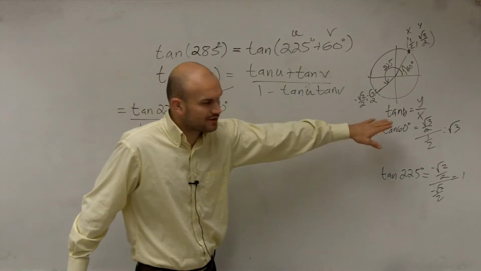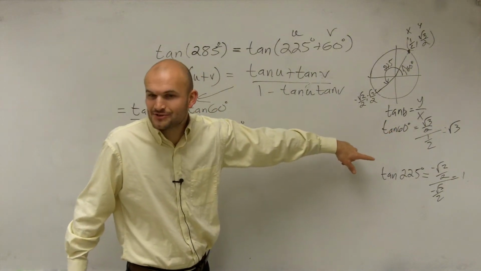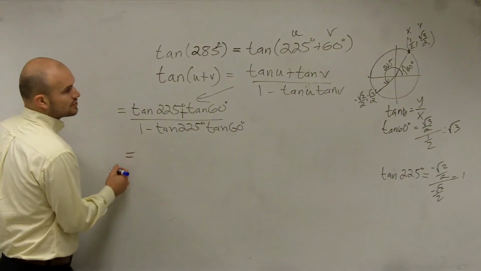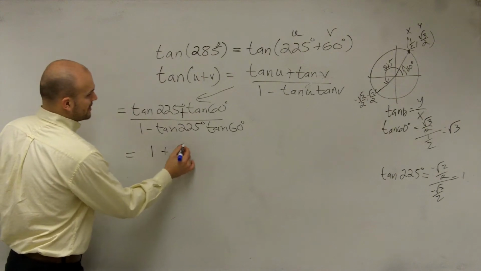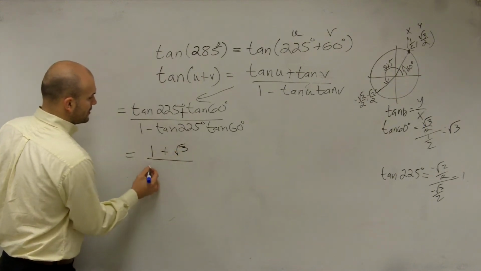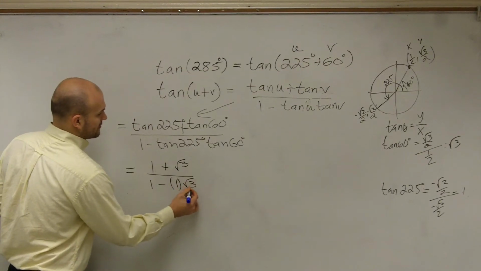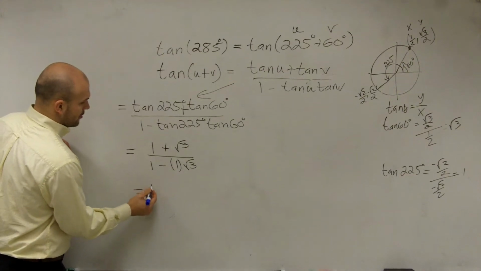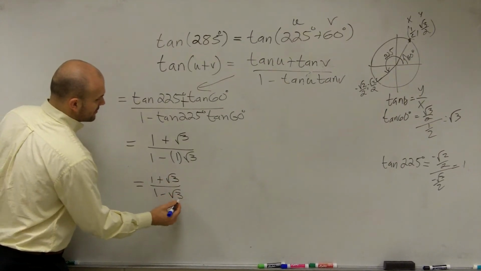So now we have our values. We know tangent of 60 degrees is square root of 3. And we know that tangent 225 degrees is equal to 1. So now let's just plug them in. So tangent of 285 degrees equals 1 plus square root of 3 all over 1 minus 1 times square root of 3. Well, obviously, I'll just rewrite it: 1 plus square root of 3 over 1 minus the square root of 3.